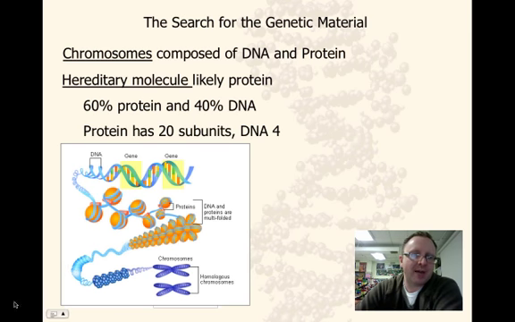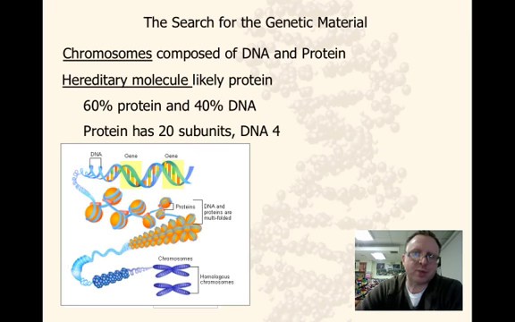When we look at a chromosome, even though DNA now, in our modern biased opinion, is obviously important, chromosomes are made up of approximately 60% protein and only about 40% DNA. Protein appears to be more important, and so that was one reason why scientists thought that it was more likely that protein was the genetic material.